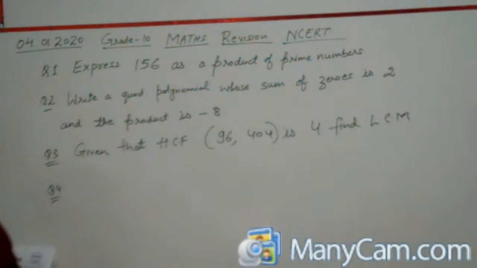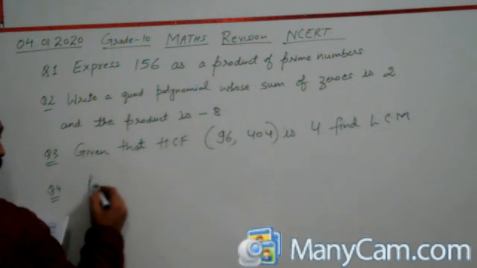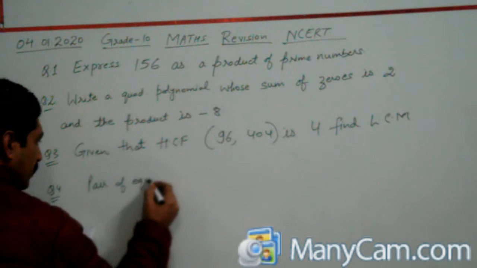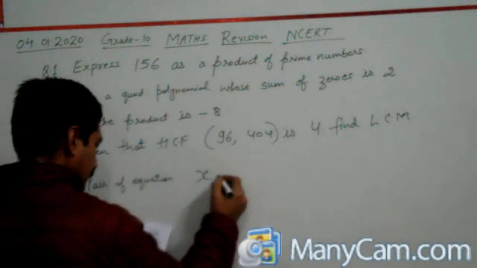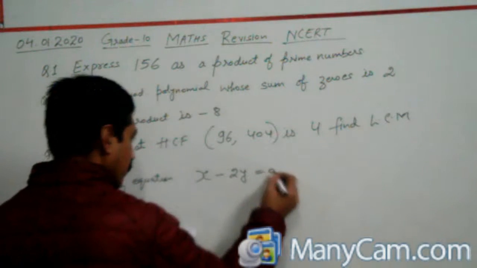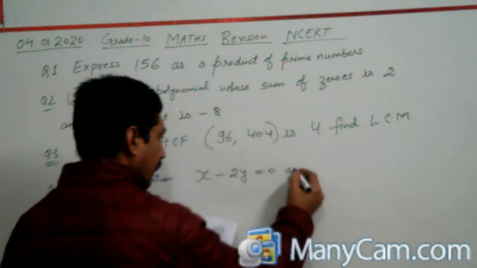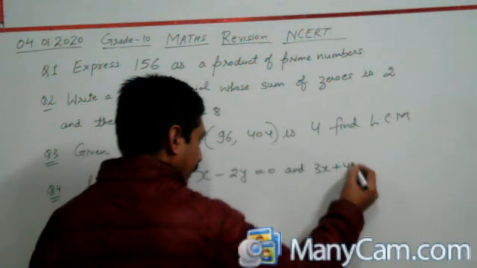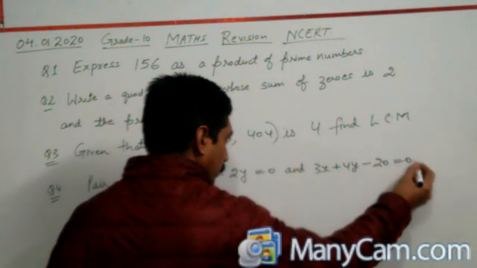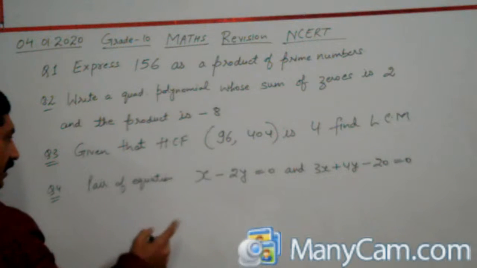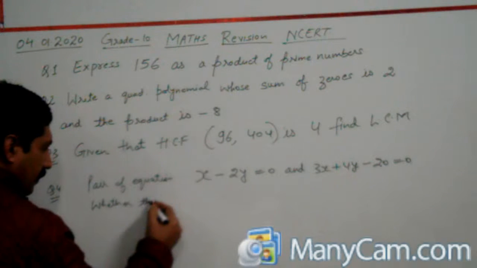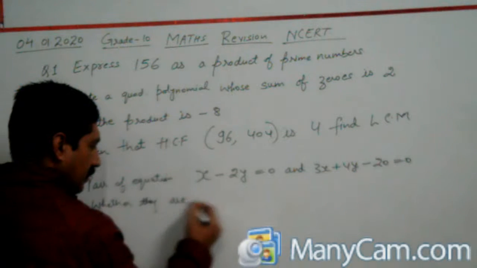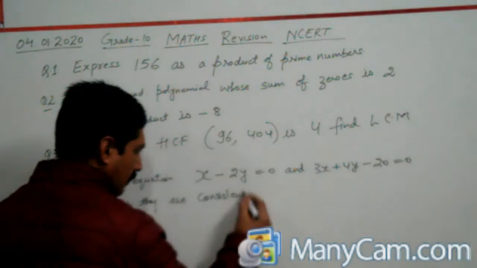Question number 4: You have to tell whether the pair of equations is consistent or inconsistent. The first is x minus 2y is equal to 0, and the second is 3x plus 4y minus 20 is equal to 0.